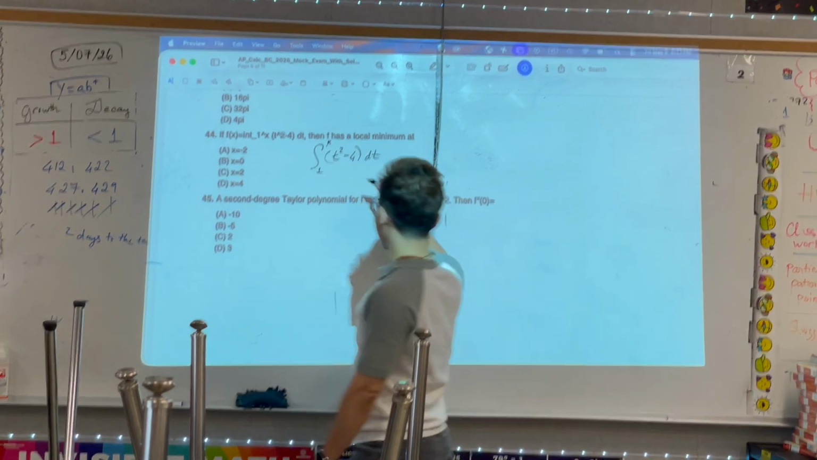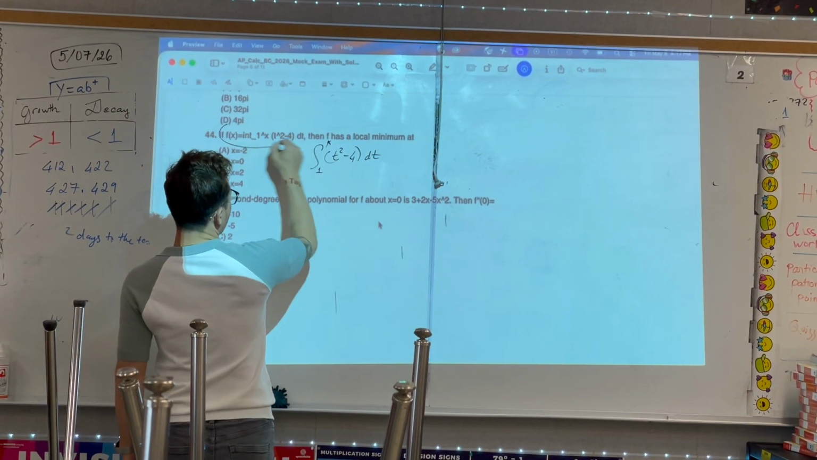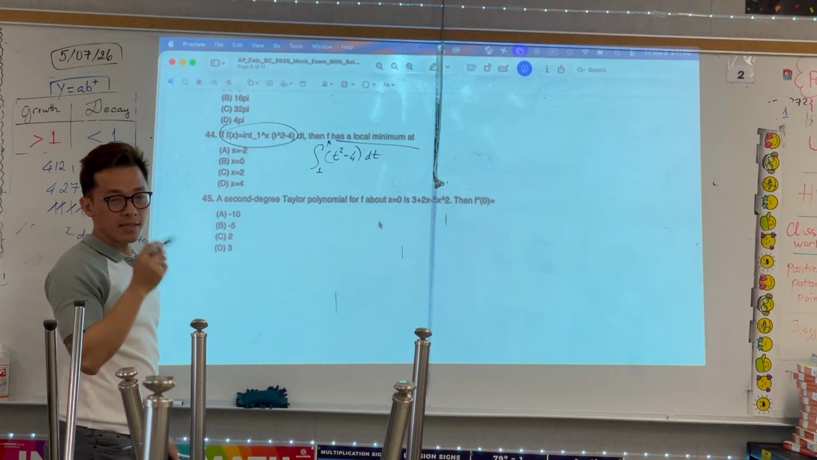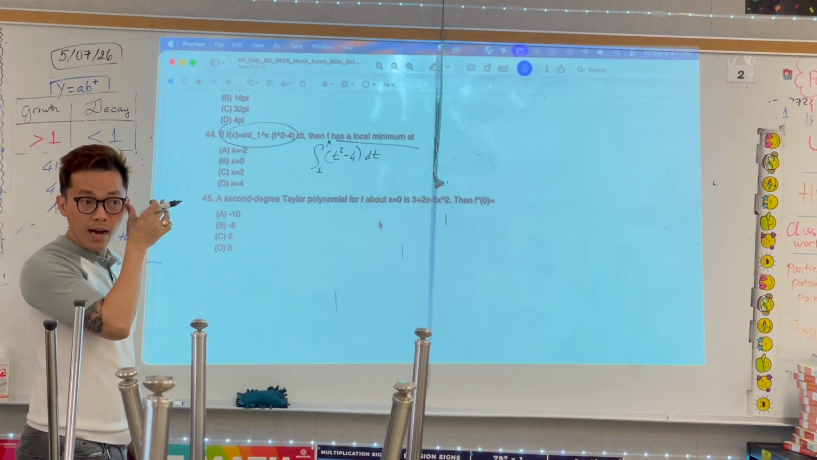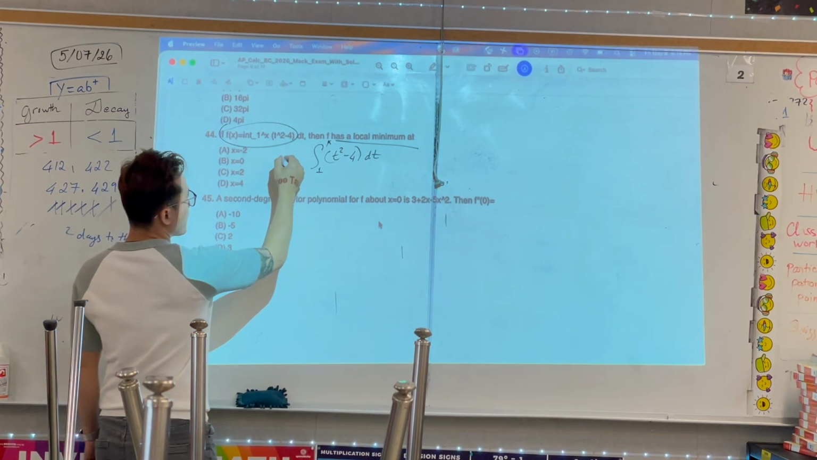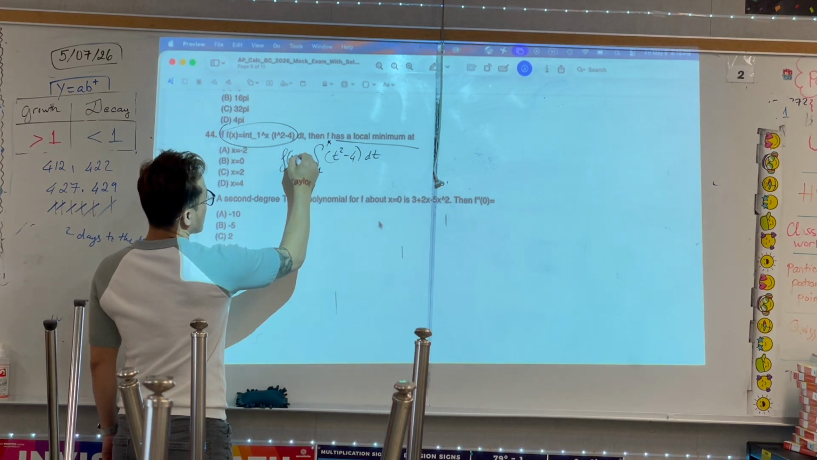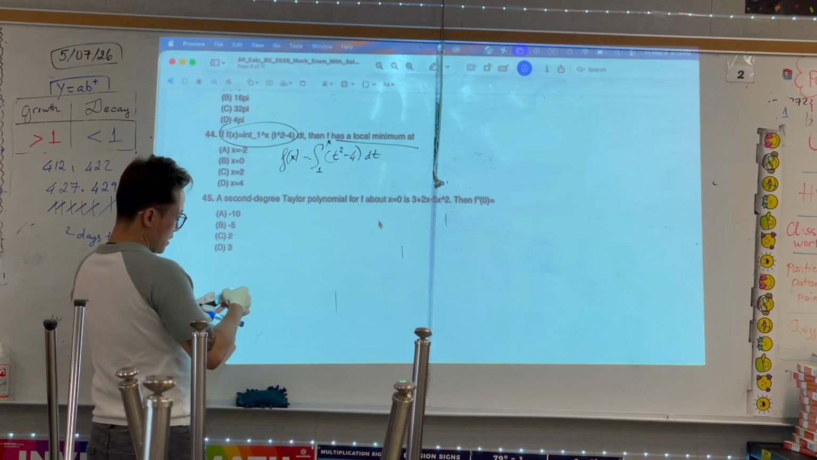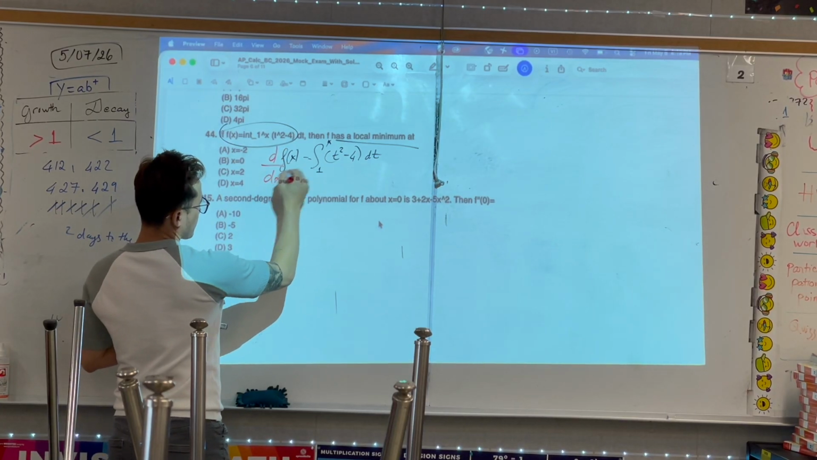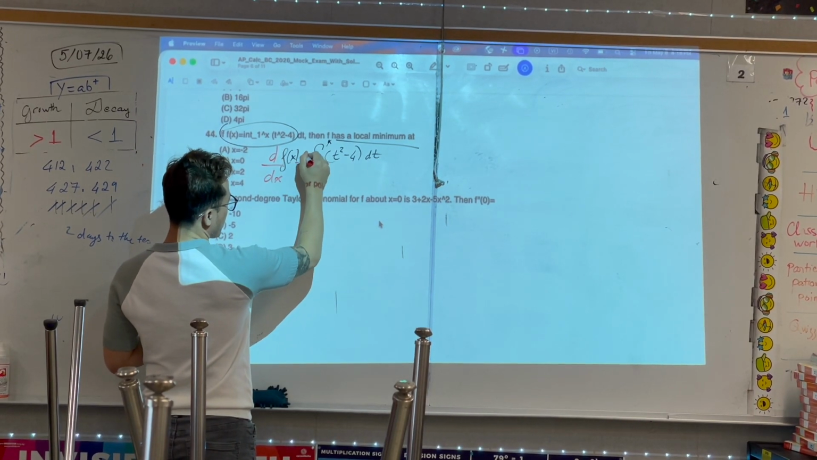Okay, so they give you a function and ask you about local minimum. That means you need to find the derivative. So like the first one is position, the second one is acceleration, and then the third one, what's 3?